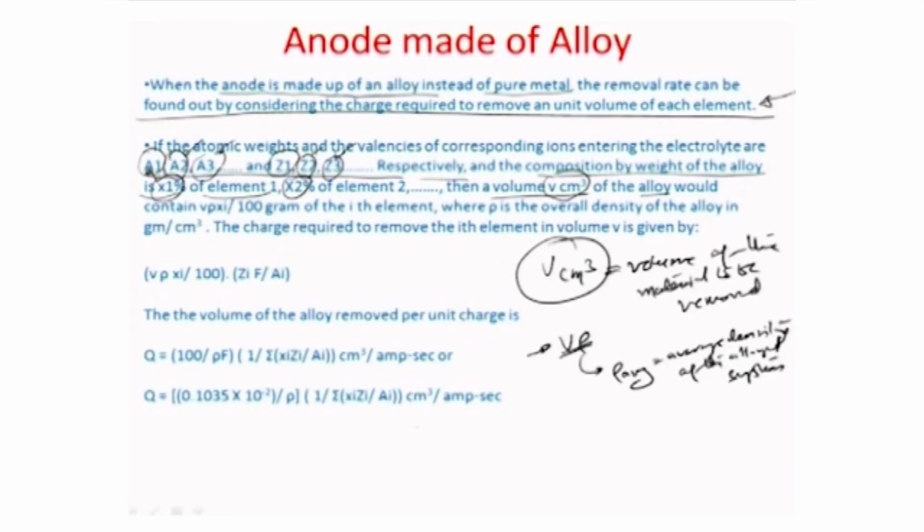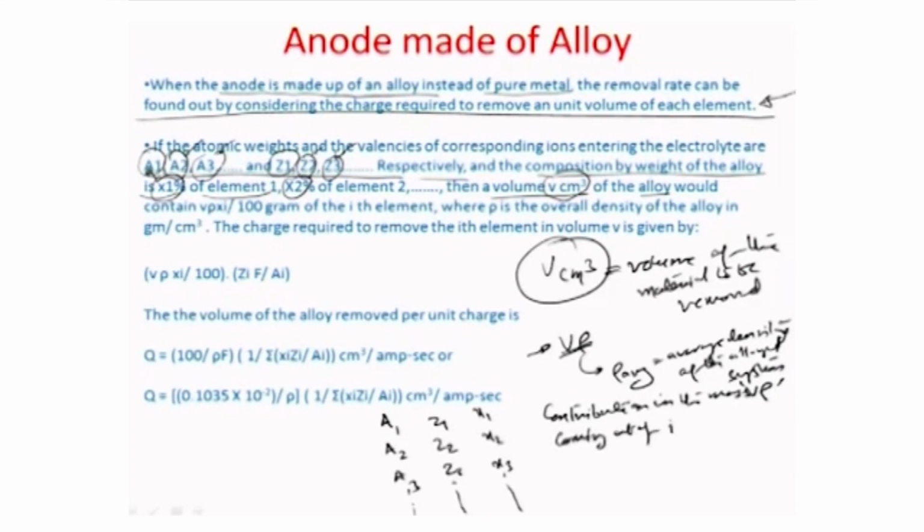out of which, as I have already told, the system has different species of atomic weights A1, A2, A3 of different valencies Z1, Z2, Z3, so on up to some n may be component, and then in different percentages x1, x2, x3, so on and so forth. So therefore, is the total amount of contribution in the mass V rho coming out of the ith metal, right. Let us say so on and so forth. You have a case where you have the ith metal of percentage xi with a valency zi and an atomic weight of ai. So if the ith metal, this formulation so called would get converted into V rho xi by 100.